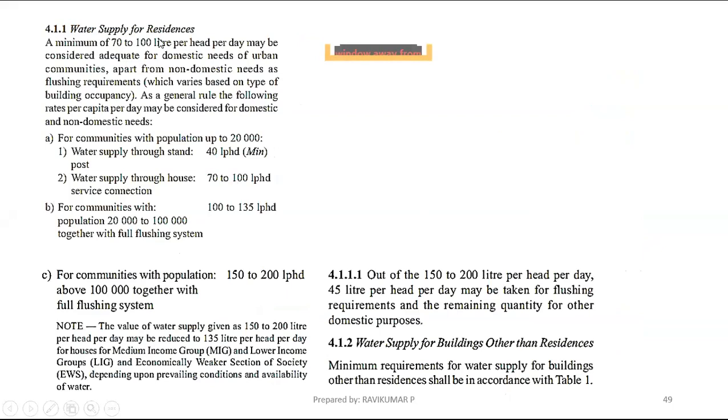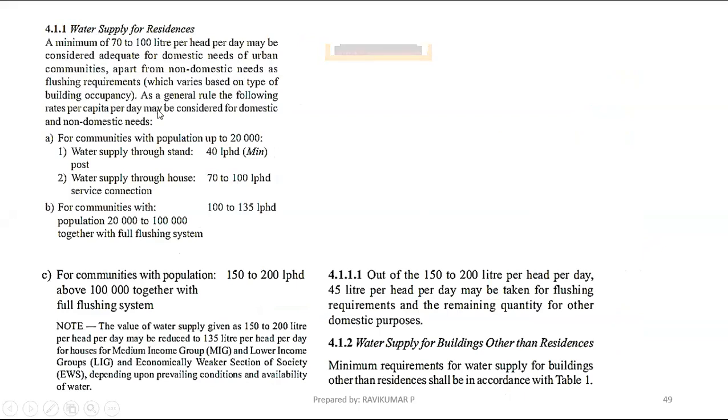Water supply for residence, 4.1.1. This is taken from the NBC. A minimum of 70 to 100 liters per head per day may be considered adequate for domestic needs for urban communities, apart from non-domestic needs such as flushing requirements, which vary based on the type of building occupancy.